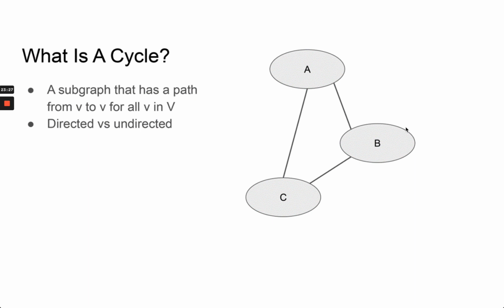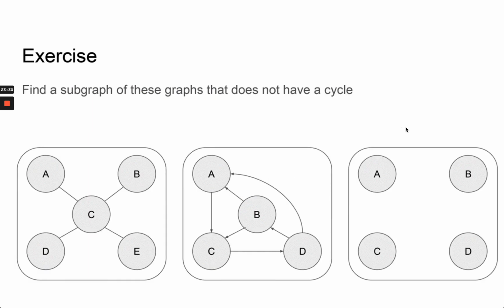So let's take a look at some examples. So a little example exercise. Find a subgraph of these graphs that do not have a cycle. So for this kind of problem, identify where the cycles are. And again, it really depends on the context of what you're dealing with. And then see if you can produce a subgraph without one. So each of these are going to have a slightly different answer. I'm curious what you all will put.